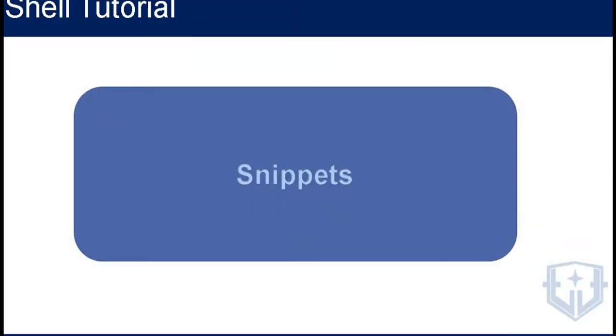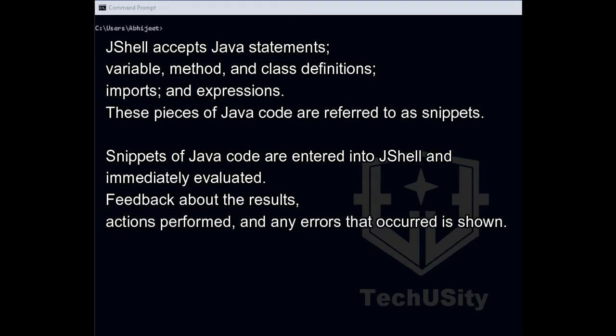Snippets. JShell accepts Java statements, variable, method, and class definitions, imports, and expressions. These pieces of Java code are referred to as snippets. Snippets of Java code are entered into JShell and are immediately evaluated. Feedback about the results, actions performed, and any errors that occurred is shown to the user.